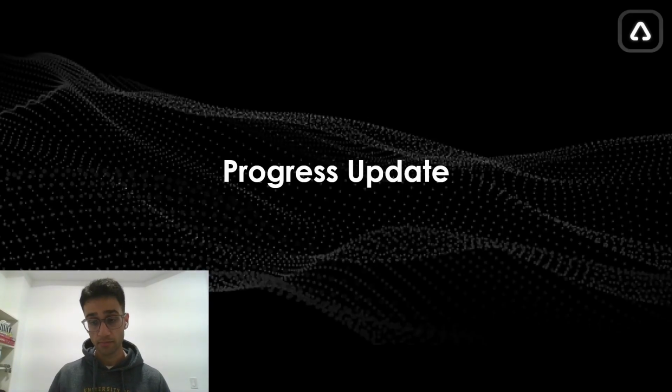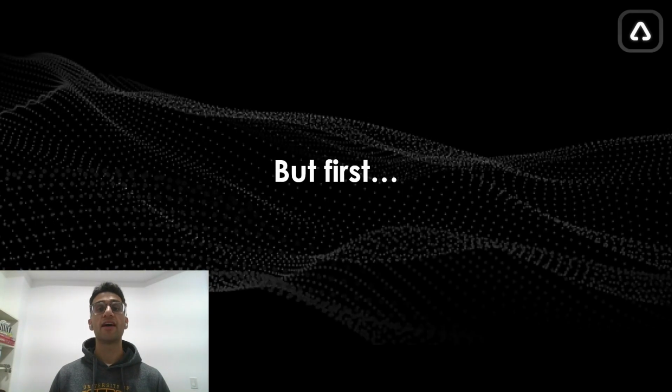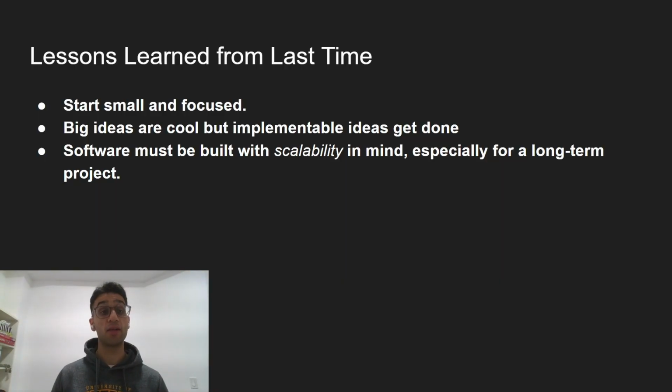And now our progress update. But first, before I get into that, I want to talk about our 3 key lessons learned from last time. I want to preface whatever I talk about later with this so that it makes more sense about the actual decisions we made throughout the last month. Our first lesson is to start small and focused. Our second lesson is that big ideas are cool, but implementable ideas get done. And lesson 3 is that software must be built with scalability in mind, especially for a long-term project like ours.